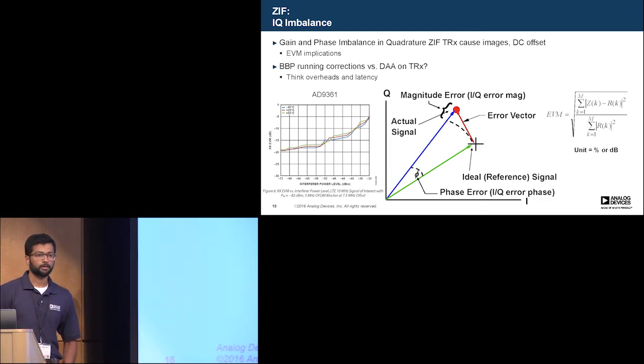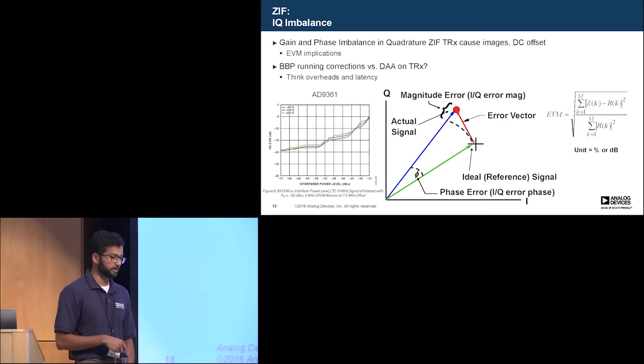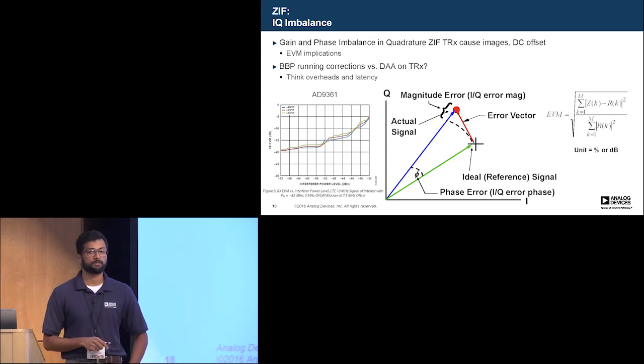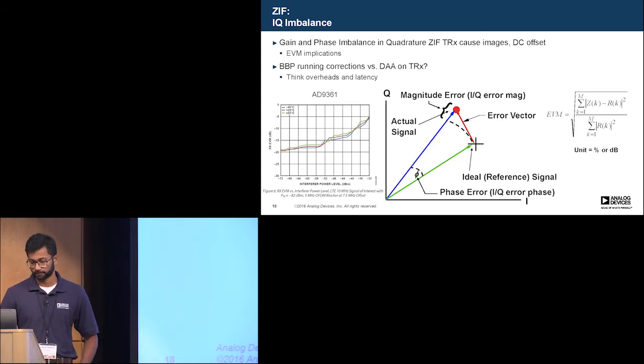So you could do IQ imbalance corrections or impairment corrections at the baseband processor, but you have to think about the overheads in terms of the actual processing required at the baseband and also the latency requirements. So it may not be as much of a problem in terms of the IQ balance, but latency itself is a major concern when it comes to designing an entire system.